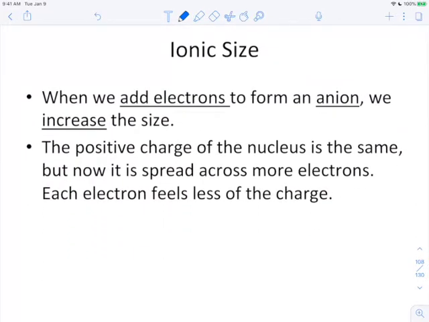So here it is written out. So when we add electrons to form an anion, remember your anions are your negative ions, we will always increase the size. And the larger the negative charge, the larger the size. So a 2 minus will be larger than a 1 minus. So the positive charge of the nucleus is the same. That is your Z effective. However, it's now spread across more electrons, so each electron individually will feel less of that charge.